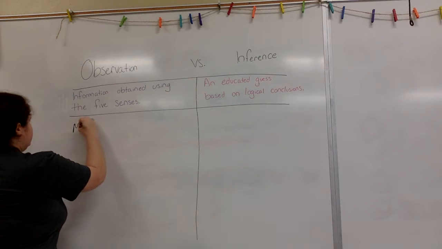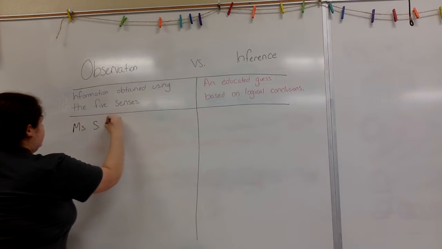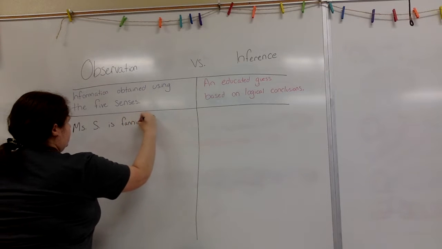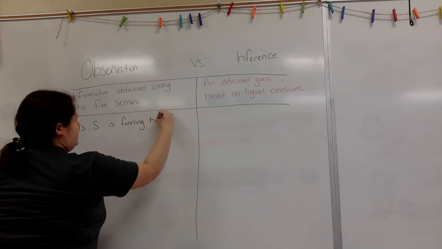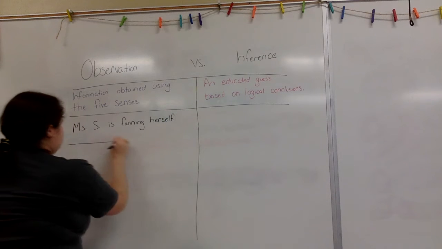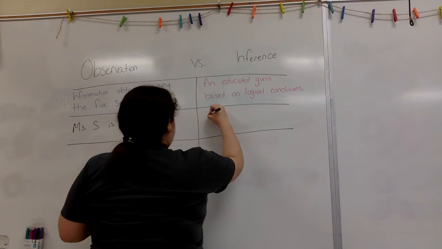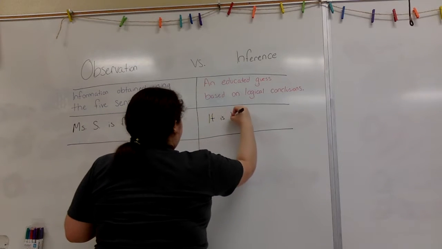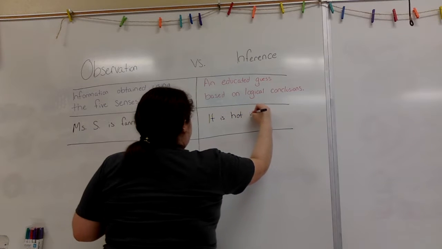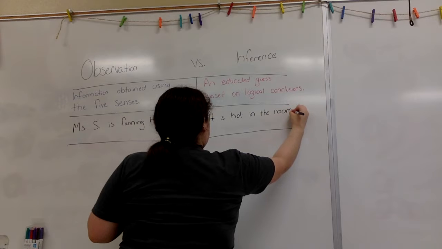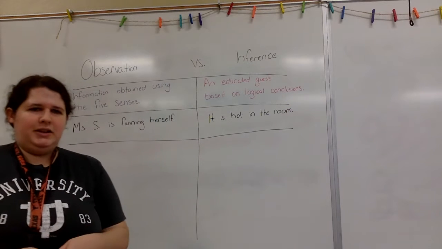Observation. Miss S is fanning herself. You can see me fanning myself. An inference, it is hot in the room. So it's not really hot right now, but that's just an example.